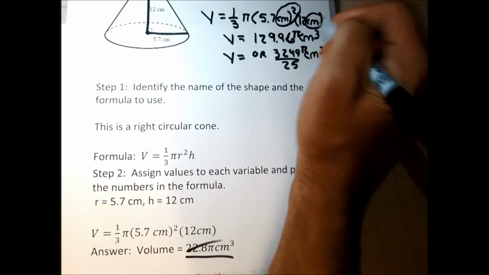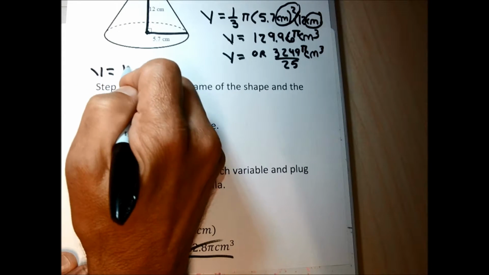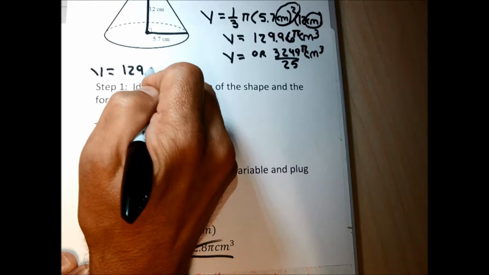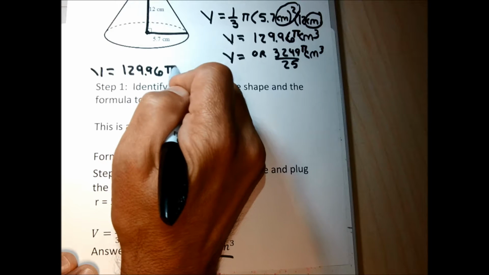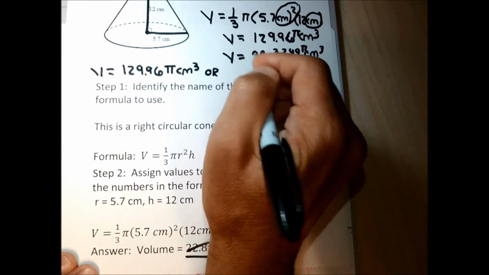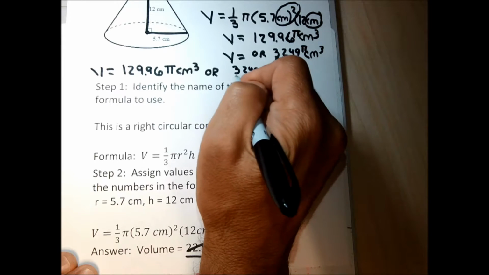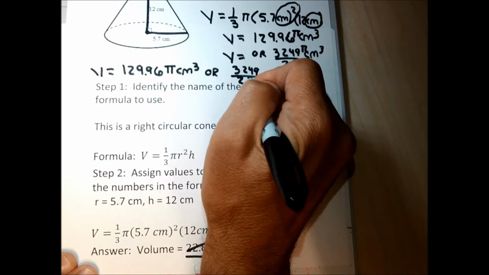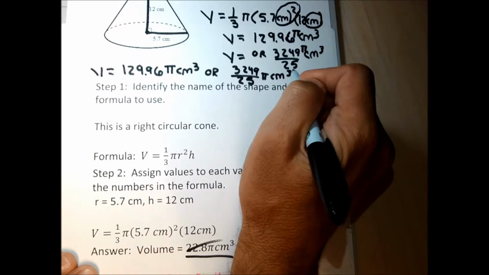Let me write these better. So I'm going to say the volume of this, because I didn't multiply by pi, I need to show that I still need to multiply by pi. It's 129.96 pi cubic centimeters, or 3249 over 25 pi cubic centimeters.